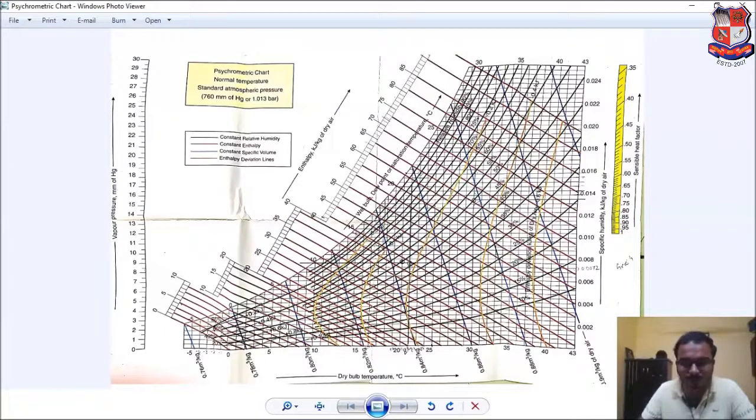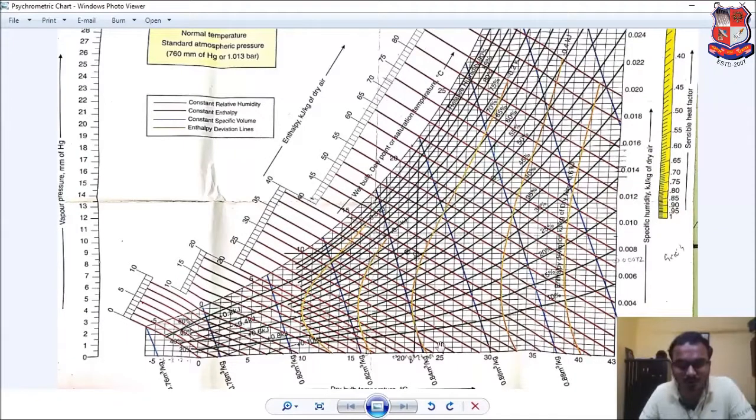So this is the image of psychrometric chart. So I suggest you to focus on this figure very carefully, because it is quite complicated. As you can see, many properties are present in a single chart.